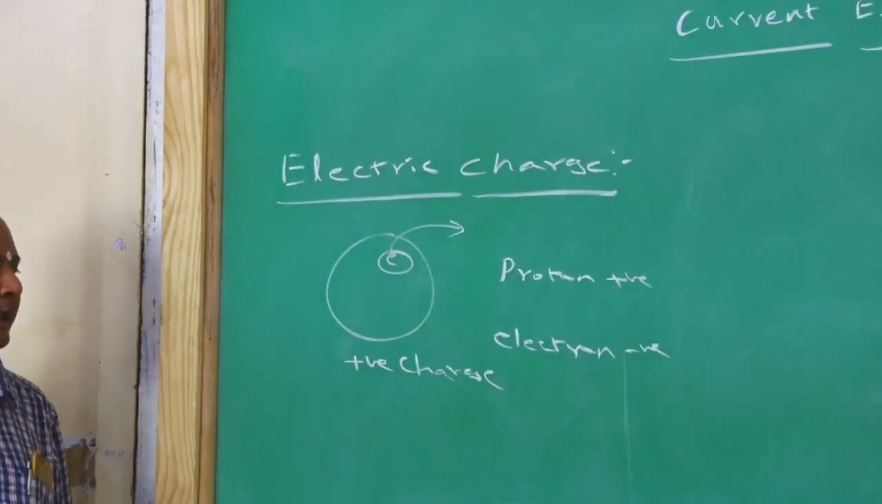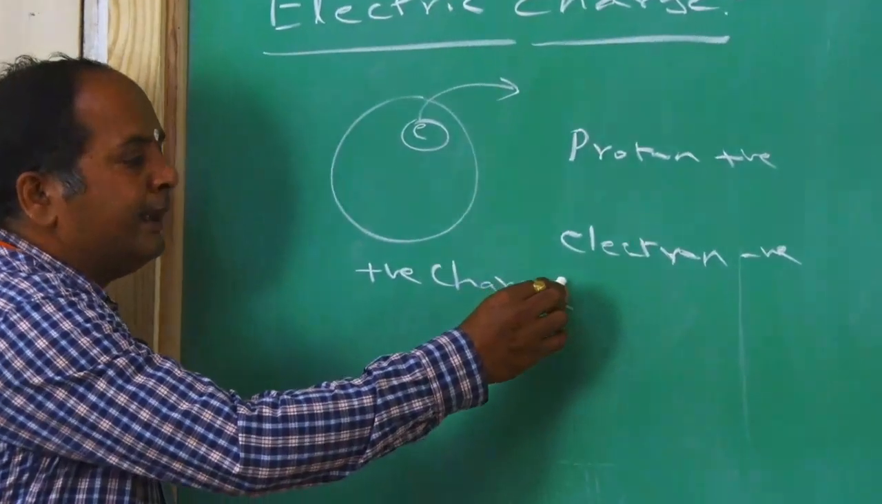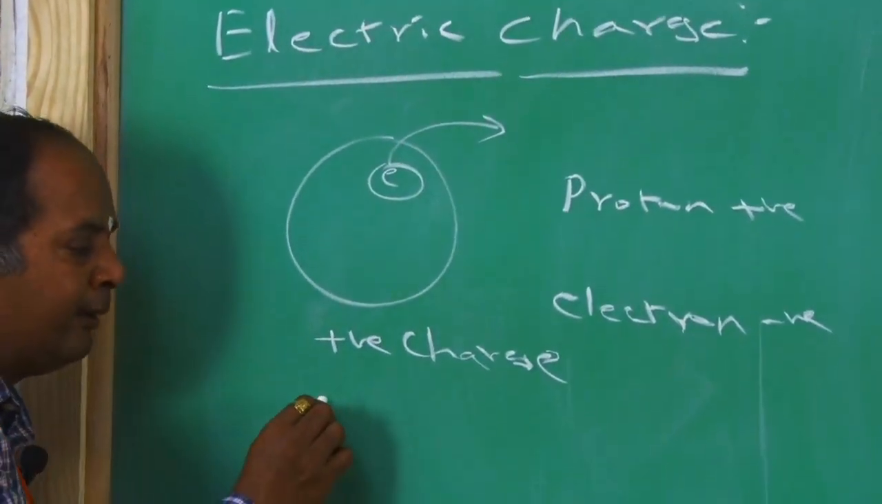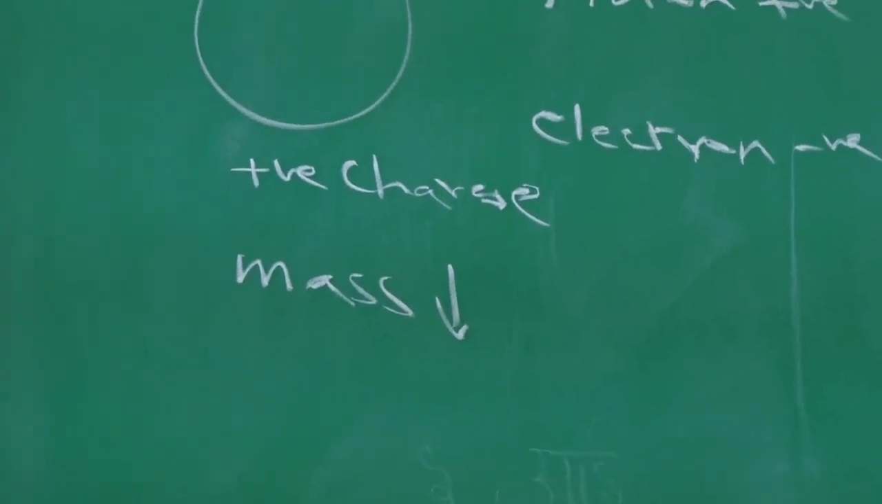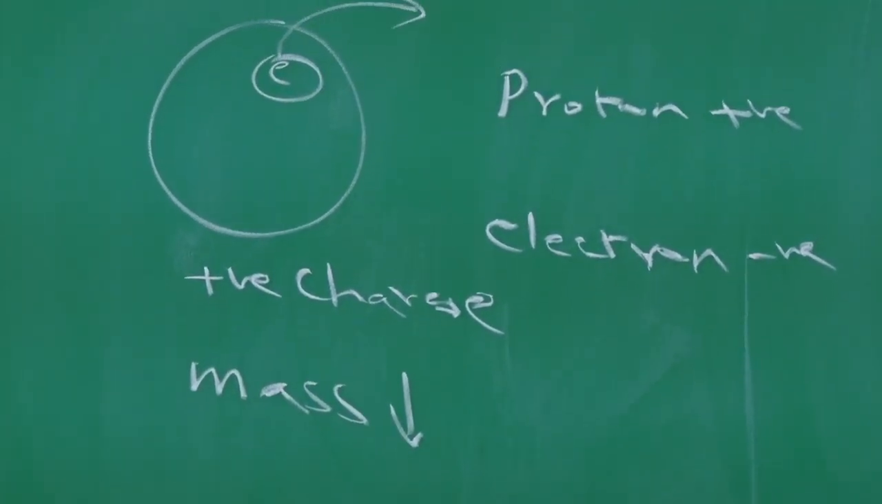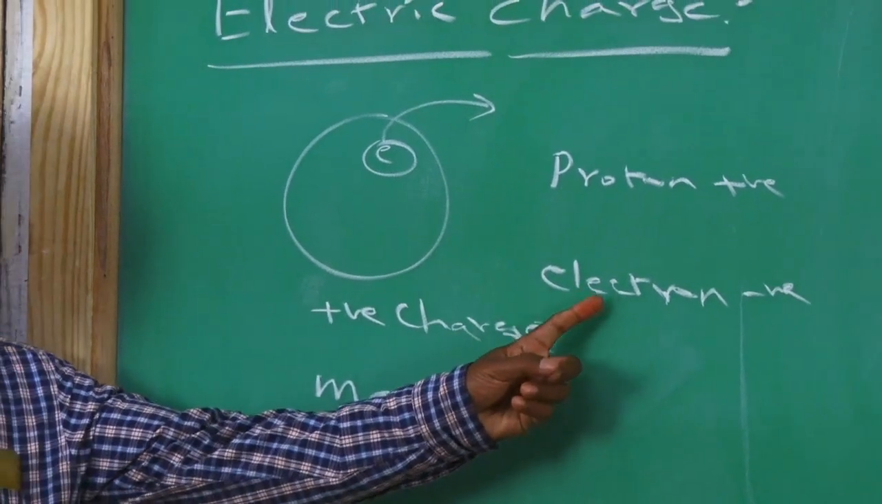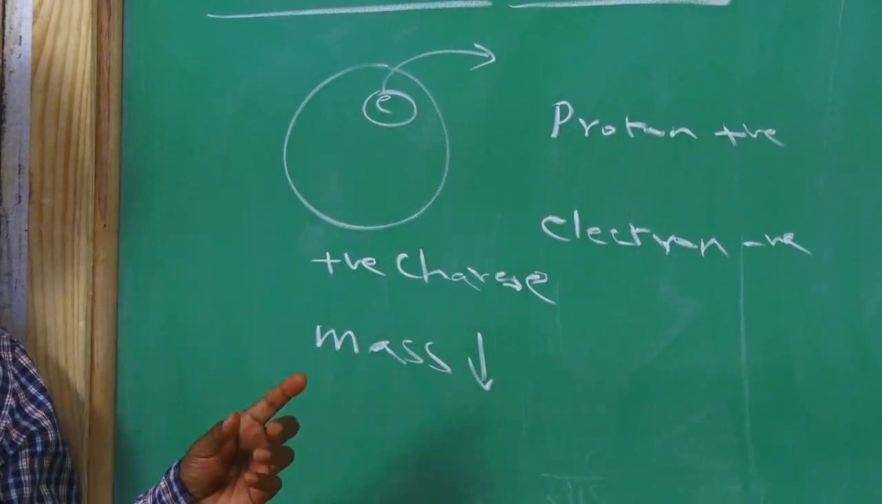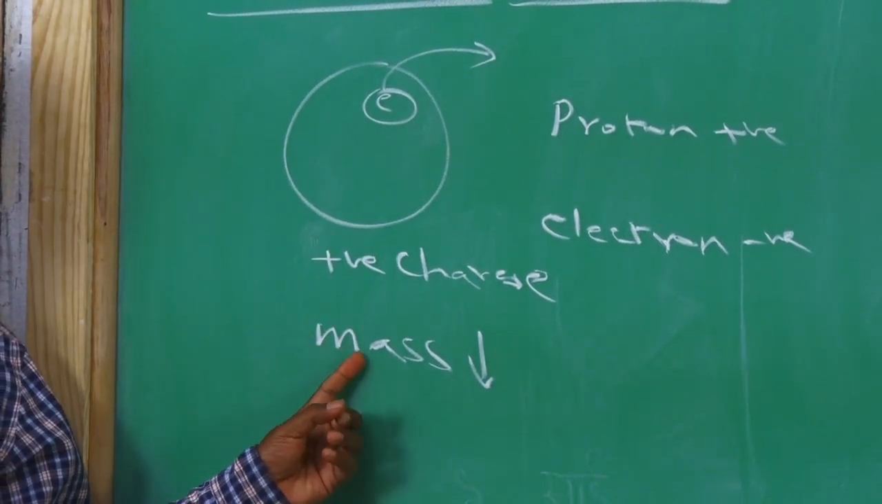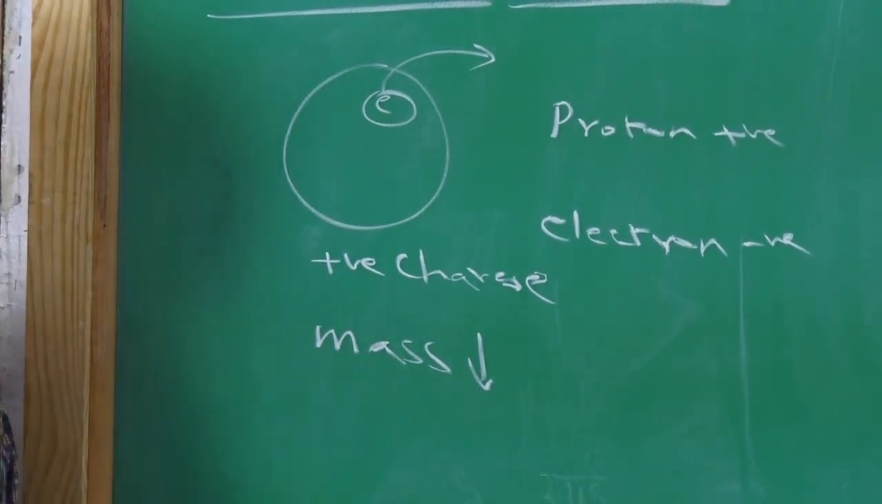Suppose a body is losing electrons, then we can say its mass is slightly decreased. Why? Already we know electrons have mass. That's why when they are lost, the total mass of the body is slightly decreased.